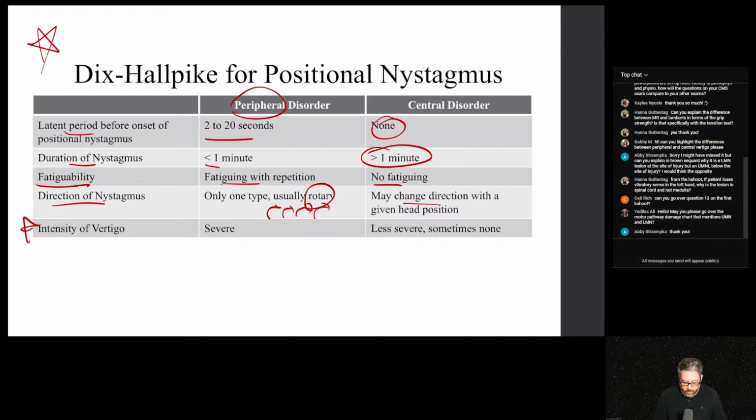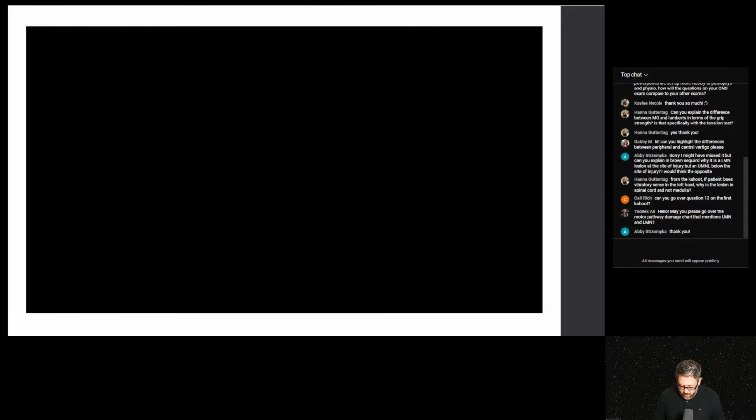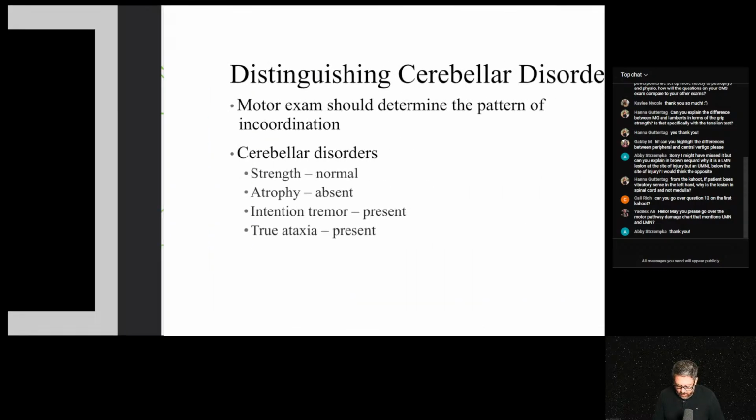But here's the other key thing, the intensity of the vertigo. In a peripheral disorder, benign paroxysmal positional vertigo, Meniere's disease, once you put them down, they're going to have severe nausea. They're not going to feel good. They're going to want it to stop. In a central disorder, the symptoms are very mild, if any at all.